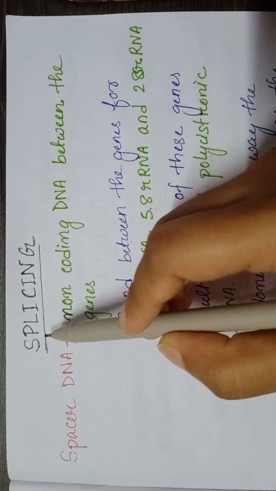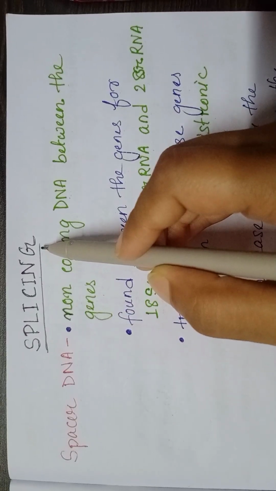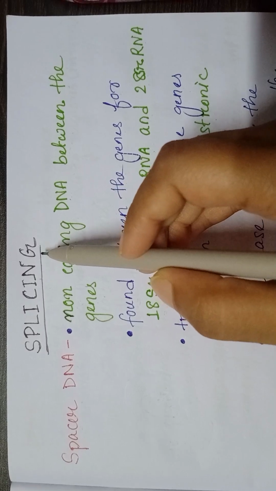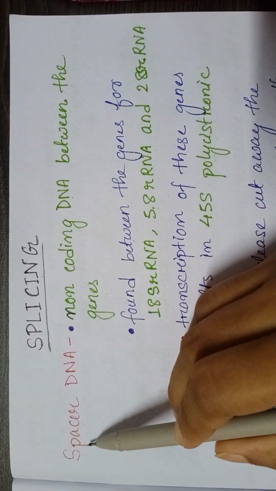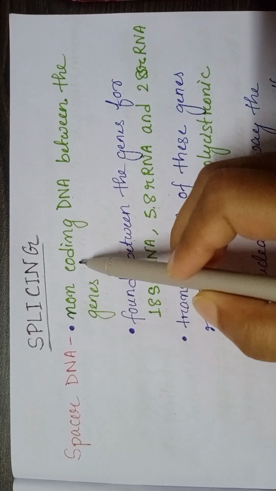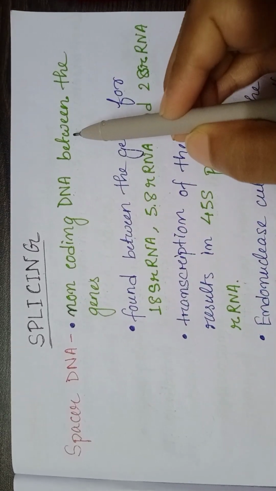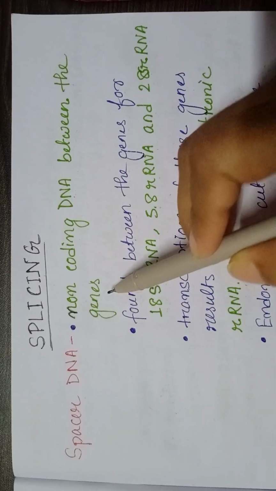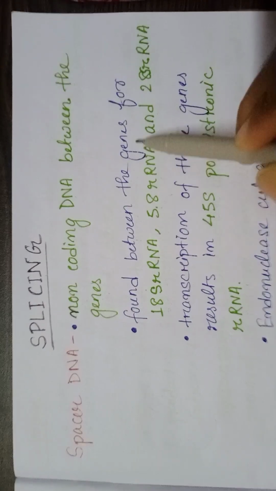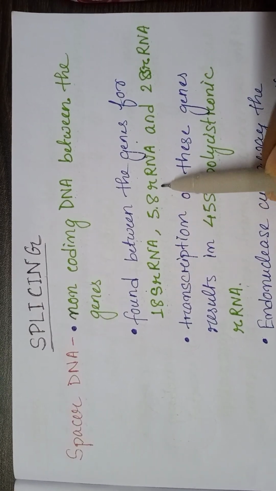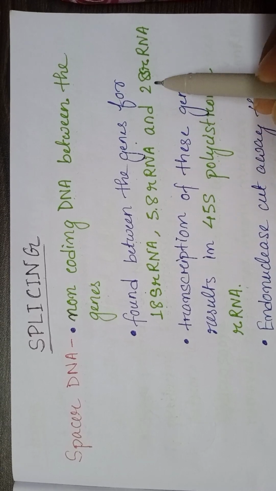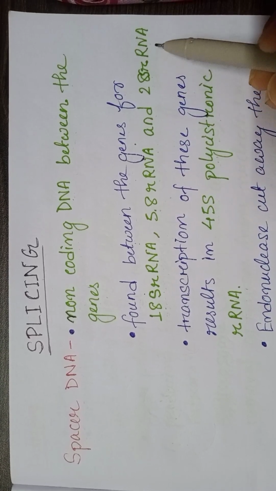In this video, we are going to discuss splicing. Before discussing splicing, we will look at certain terms. Spacer DNA: these are non-coding DNA present between the genes. These are found between the genes for 18S rRNA, 5.8S rRNA and 28S rRNA.